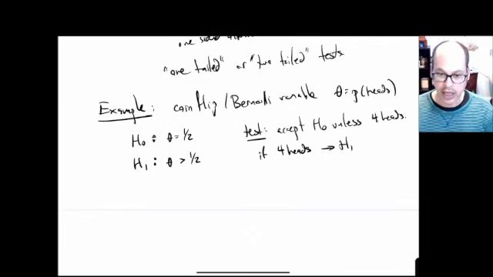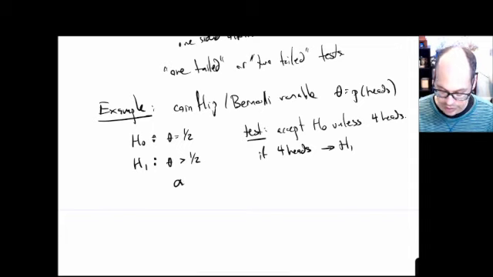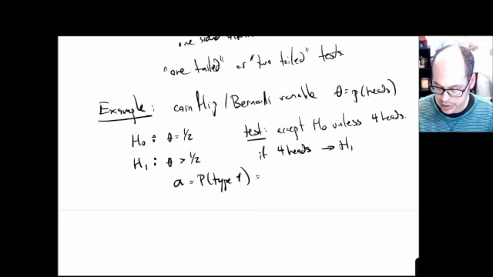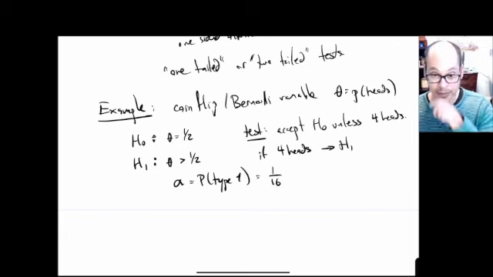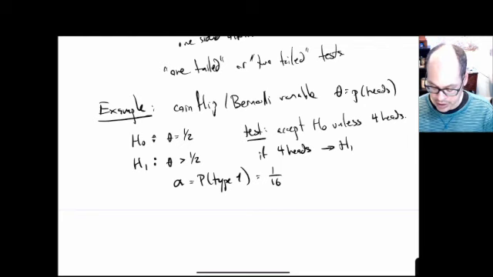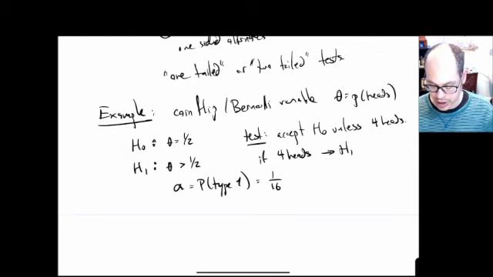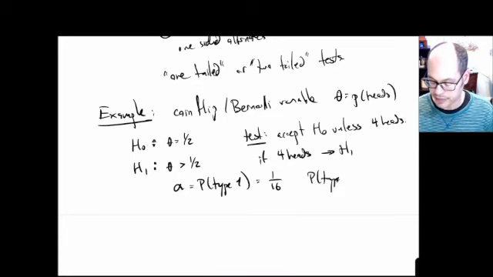All right, now in this situation, the alpha level, the probability of a type 1 error, is a 16th. Because in the case of a type 1 error, we have asserted that the probability is 1/2, and therefore we can compute that. On the other hand, the probability of a type 2 error is not well defined.